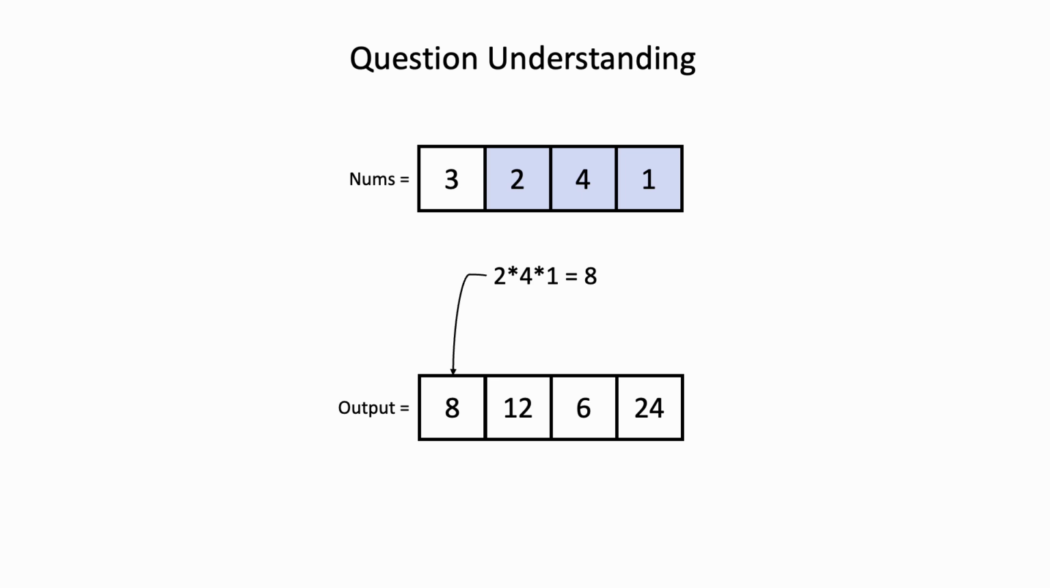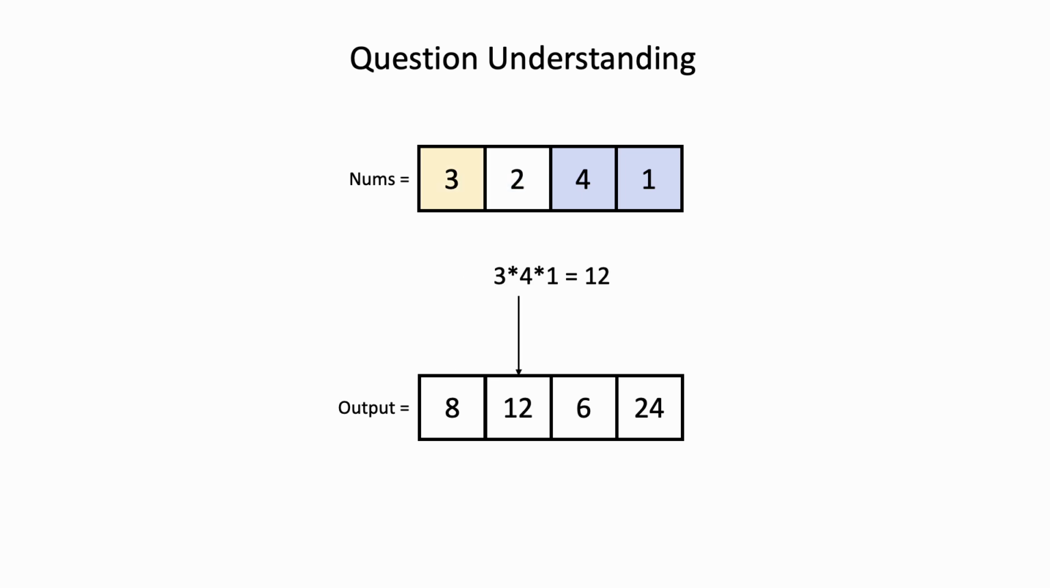So for the current element in the nums array, which is 3, all the elements to the right of the current element are colored in light purple. The first element of the output array is 8 because when we select all the elements in the nums input array except the current element 3 and then multiply them, the output is 8.